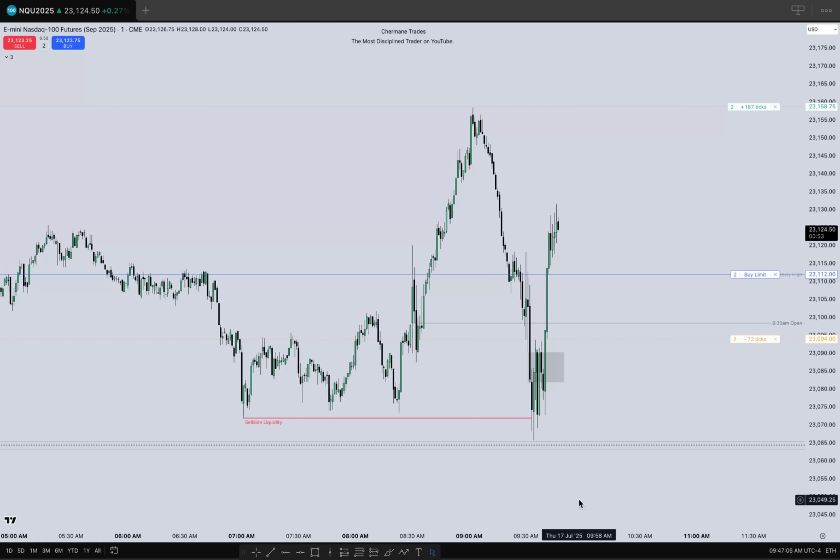Non-paper trading today. I already cashed out, withdrew all my profits for the week on my personal account. So if I don't get an entry, it's no big deal. I already cashed out. I was done since Tuesday.